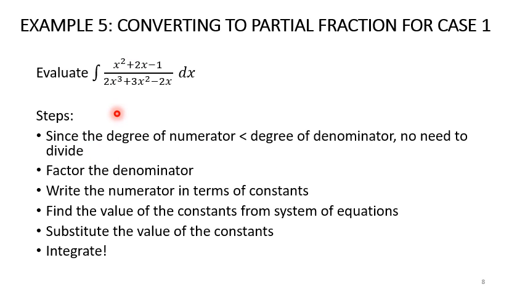It's already a proper function, but we want to simplify this function into separate fractions. We want to make it into a partial fraction. So we want to factor the denominator first, and then we write the numerator in terms of constants, and we find the value of the constants from the system of equations, and then substitute the values, and only then we integrate. Okay, let's do that.